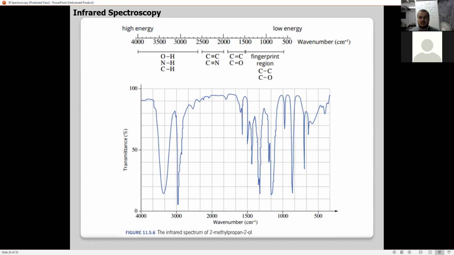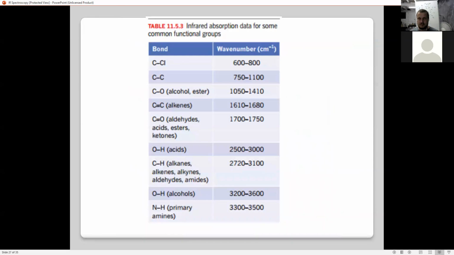So in this region, we've got oxygen to hydrogen, nitrogen to hydrogen, and carbon to hydrogen. So if we see something out there, we know it's not a simple molecule. Again, just the numbers.